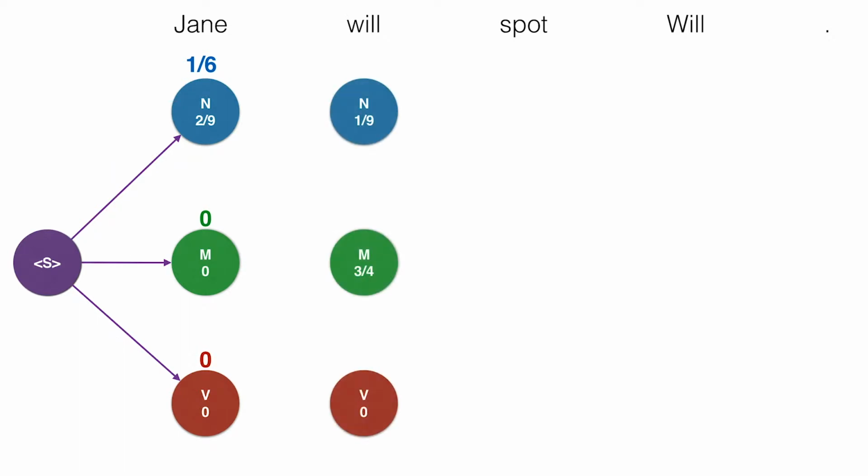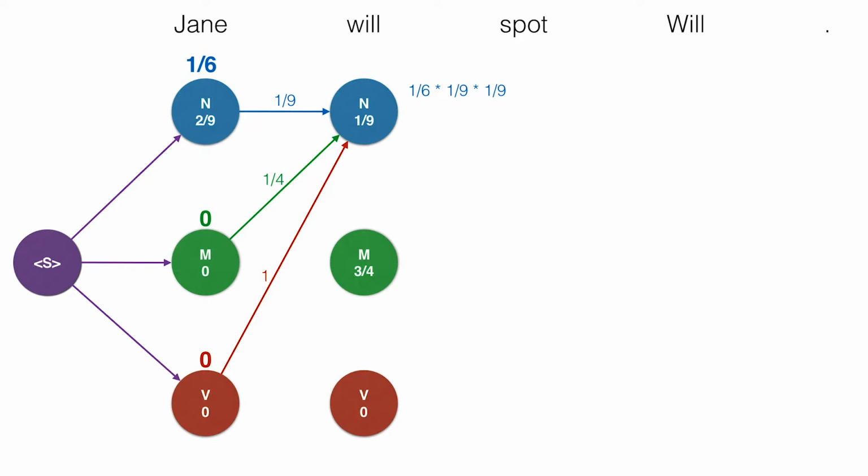Now let's go to the next word, will. There are 3 paths that end in the top right N node. One coming from the previous N, one from the previous M, and one from the previous V. We need to look at the 3 and pick the one with the largest probability. The probability for the path coming from the N node is 1/6, which is the probability so far until the word Jane, times the transition probability 1/9 to get to the new N node, times the emission probability 1/9 for emitting the word will. We'll record this product as 1/6 times 1/9 times 1/9.